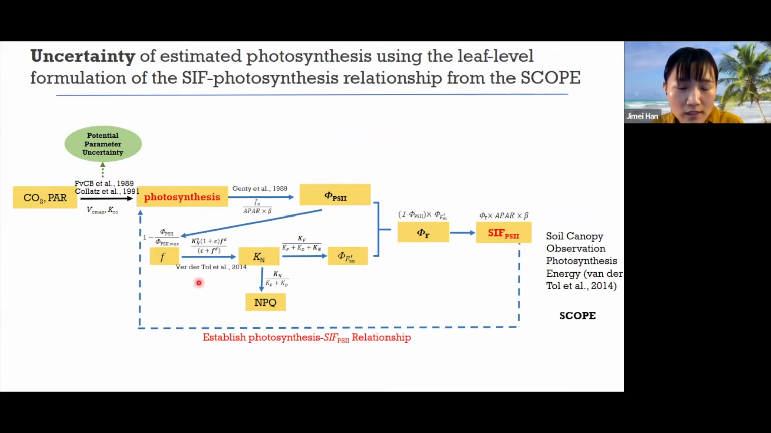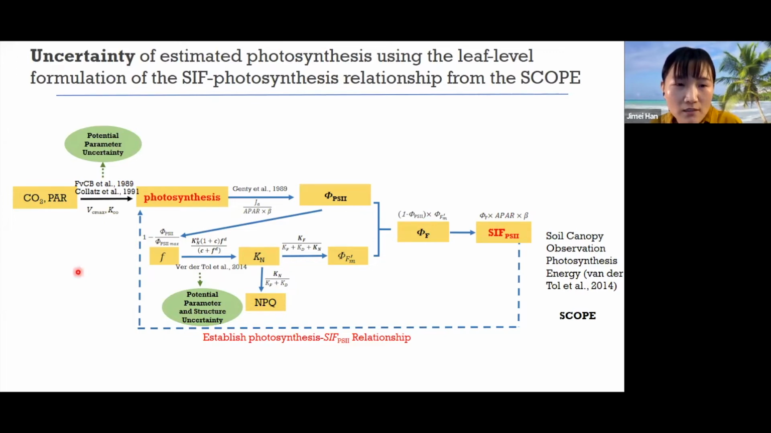Another uncertainty source is the empirical NPQ model. We know non-photochemical quenching is a very complex parameter. It contains multiple components, but this empirical model only considers NPQ as a single parameter, so that it will constitute uncertainties. Also, it's circular to use the established SIF photosynthesis relationship to back calculate the photosynthesis.